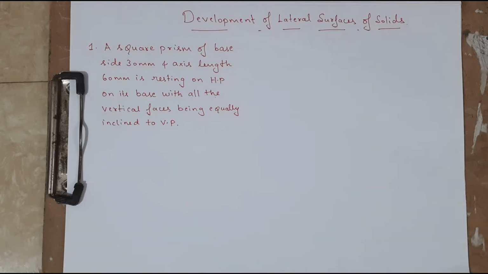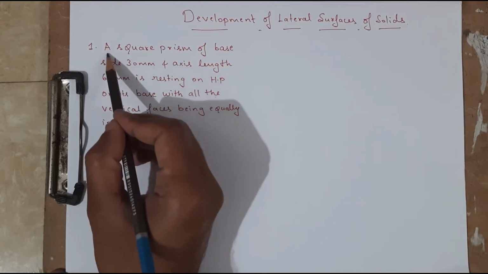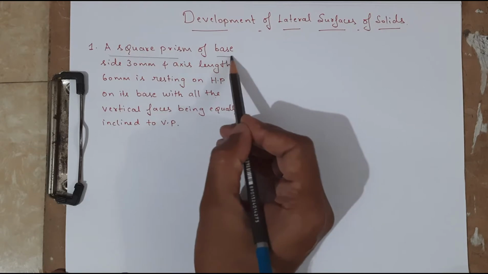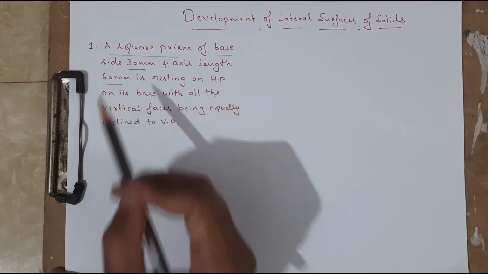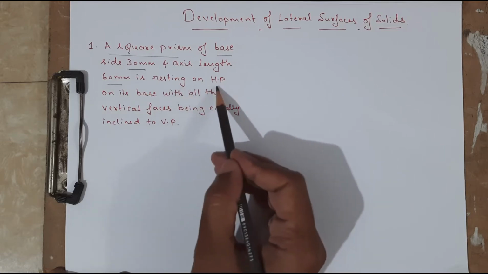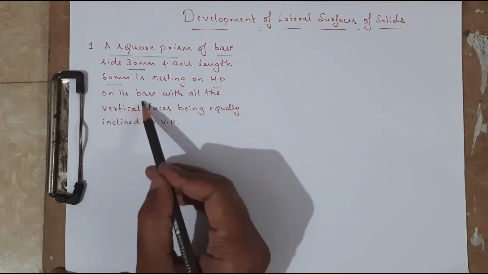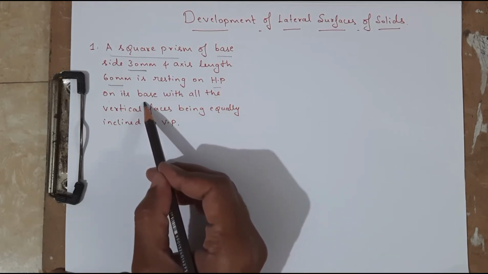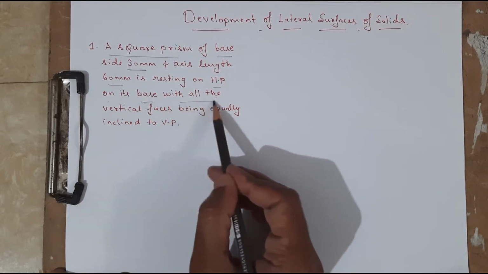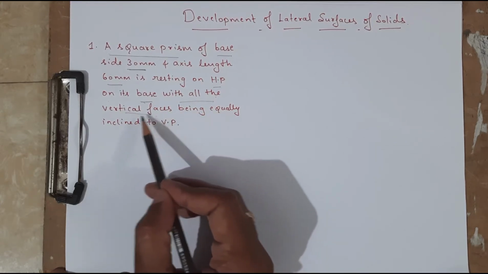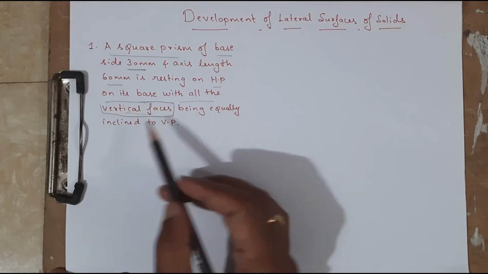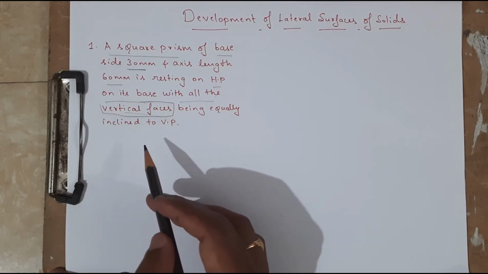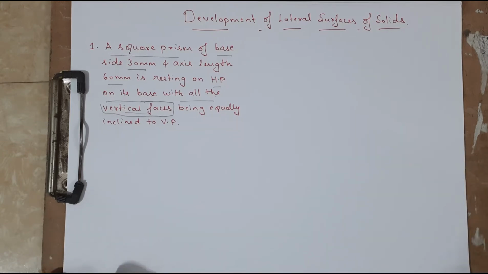initial conditions. Okay, so here they're telling that it is a square prism of base 30 mm, and the axis length is 60 mm, resting on HP on its base. Okay, it is resting on HP on its base with all the vertical faces, see here the main condition, all the vertical faces being equally inclined to VP. So how to draw this one?